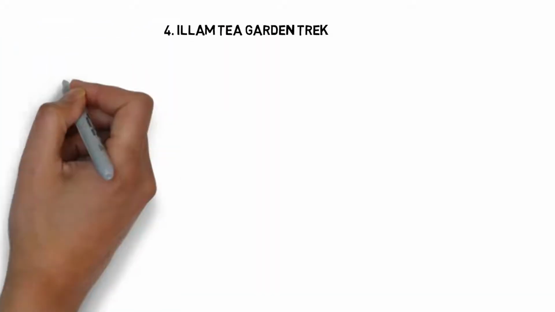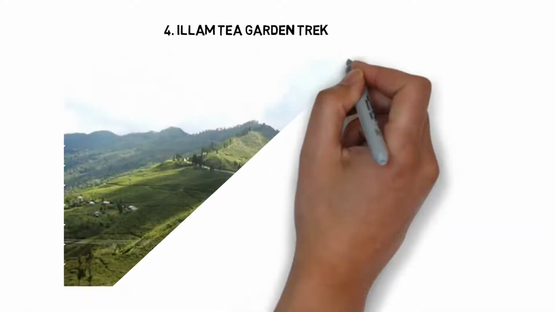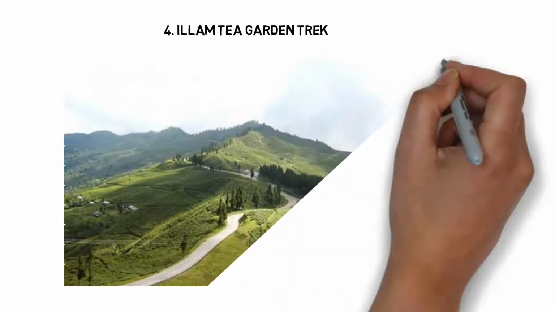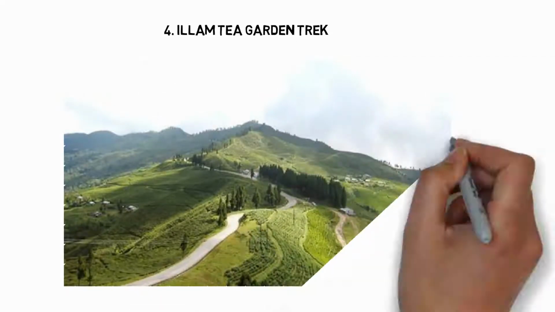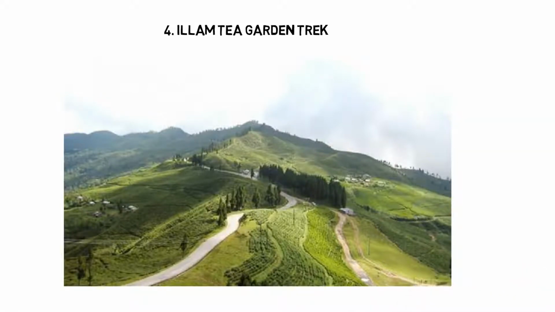Number 4. Ilam Tea Garden Trek. It is regarded as one of the perfect approaches to explore the most beautiful hilly district of Nepal. It is about 140 m to 363 m above sea level. It has its own distinct identity as the warehouse of tea gardens in Nepal.